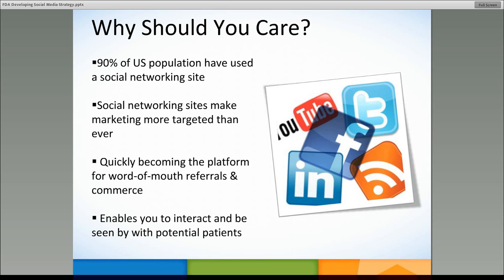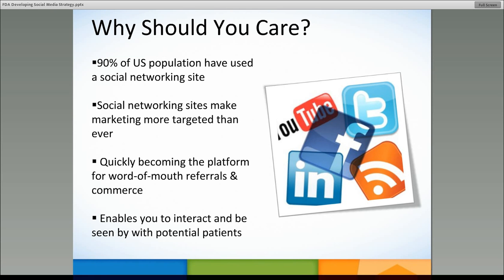So why should you care about social media? Why should your office consider it? Why is it such a big deal? Well, 90% of the US population have used some sort of social networking site, whether it be Facebook, Twitter, YouTube, or Pinterest. All these sites are out there.